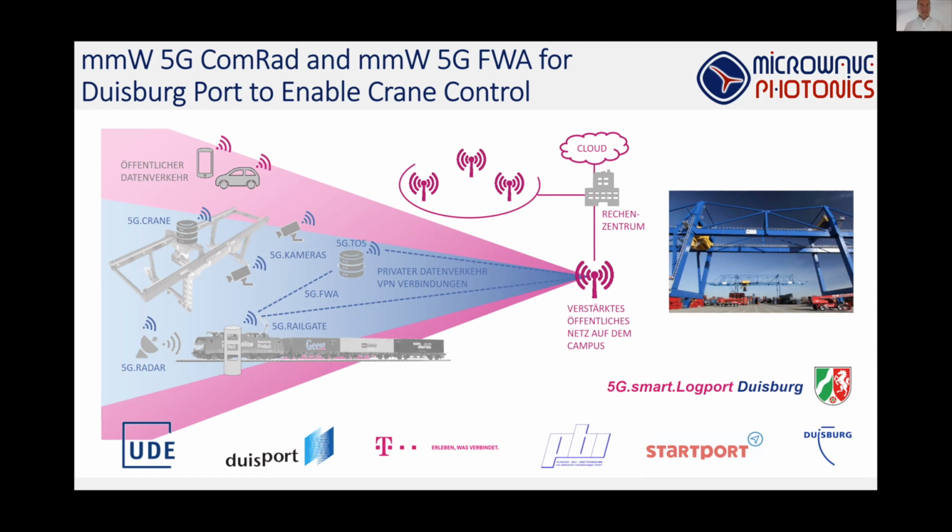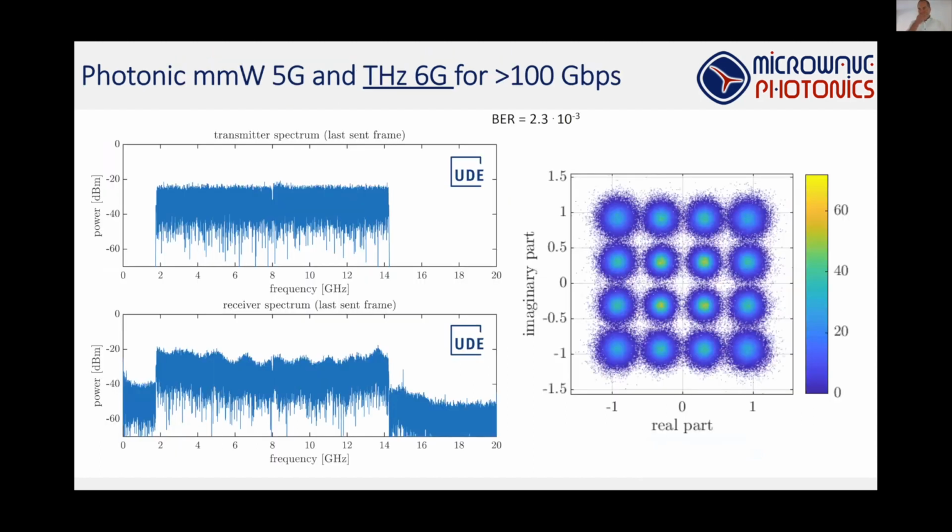This project has been accepted by the evaluators and is now prepared for starting in November this year. Some other issues, we mentioned 10 gigabit, or even the target is to reach 100 gigabit, and we have already reached this target with our technology. This shows you millimeter wave 5G, but we also do that at terahertz 6G frequency of 300 gigahertz. We can reach currently data rates in excess of 100 gigabit per second using our technology.